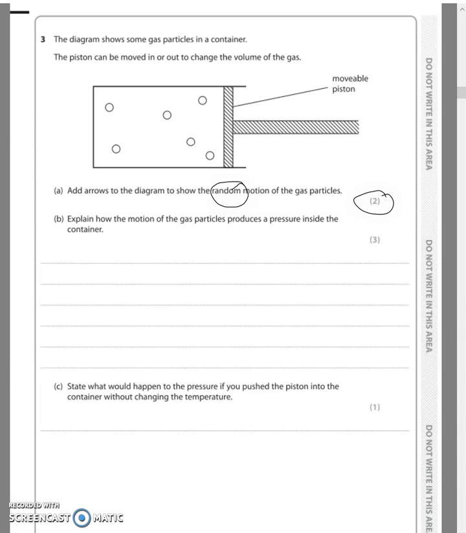So to show the random motion, the first thing you need to do is to have arrows going from the particles, but in different directions. So these arrows should all be pointing in different directions. The second point is for having arrows that are different lengths. And again, this shows the random nature because not all of the particles will have the same amount of kinetic energy. We think about average kinetic energy when we think about gas particles. So some of these arrows should be longer and some of them should be shorter.